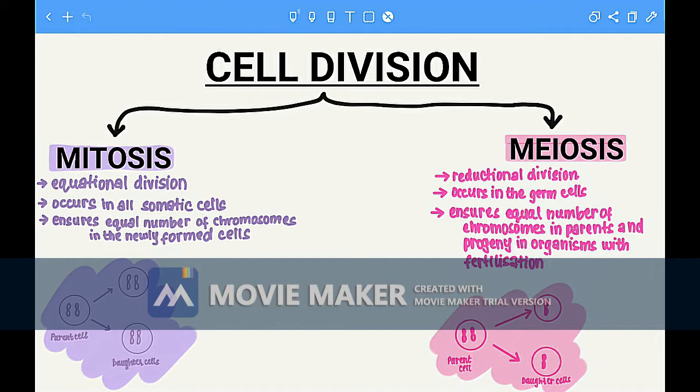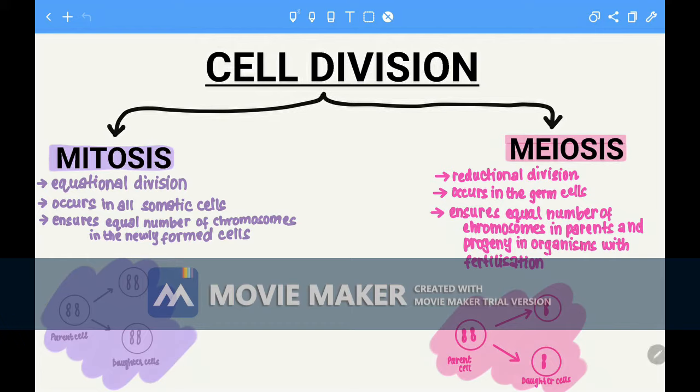Before starting with the story, I'd like to give a brief introduction about cell division. Cell division can be broadly classified as mitosis and meiosis. Mitosis refers to equational division, while meiosis refers to reductional division. Now, what is equational division and what is reductional division? This can be understood by the diagram drawn below.